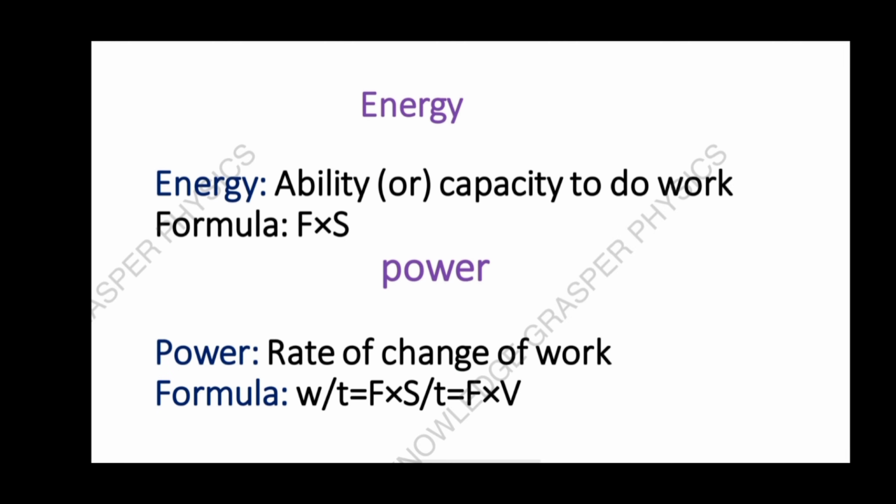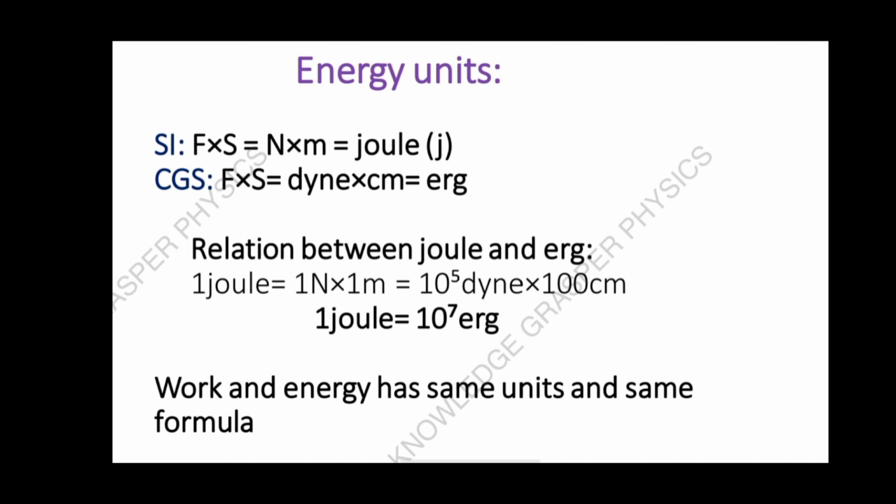In previous videos, we discussed the detail about work. In today's video, we will discuss detail about energy. Energy is ability or capacity to do work. Its formula is force into displacement and its unit is joule and erg. 1 joule equal to 10 to the power of 7 erg.